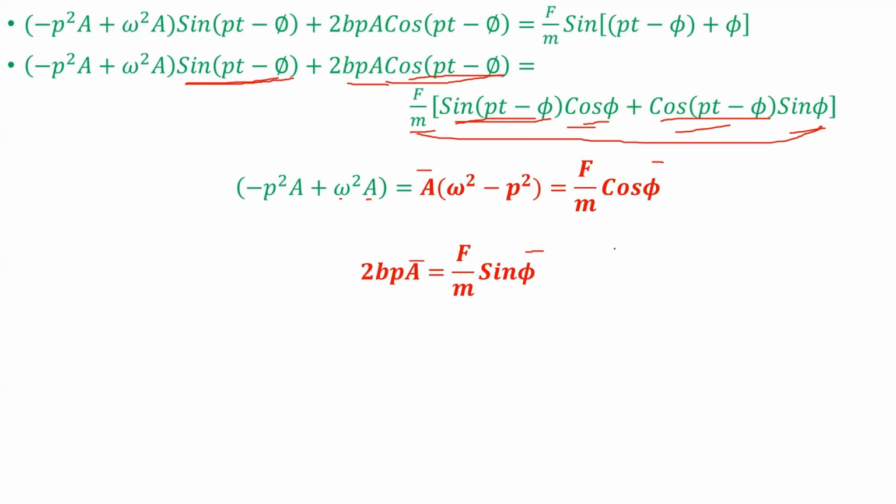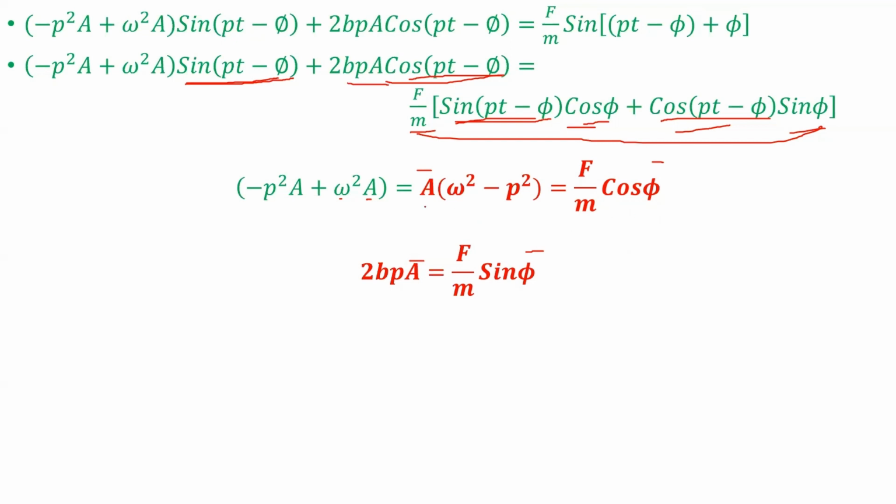For that, what we are doing is we will square these two equations. If you square these two equations, here we get f square by m square cos square pi, and here f square by m square sin square pi. If you add both, sin square pi plus cos square pi becomes 1. Then on the right hand side the pi term will be eliminated.